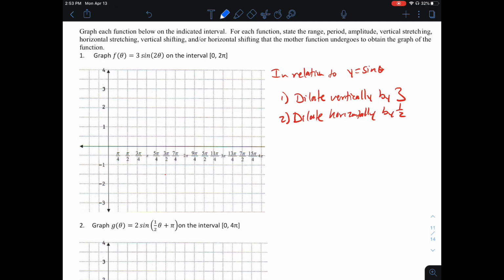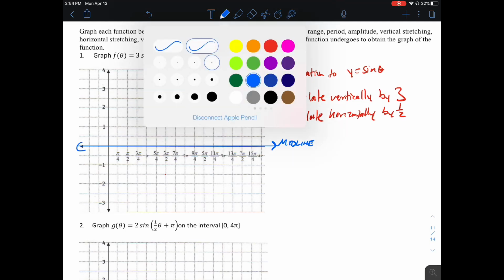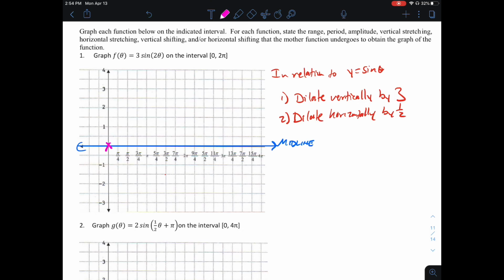So here's what I suggest when you do this. Identify the midline first. Now the midline is going to be changed if there is vertical displacement, if you're translating the graph up or down, and we haven't done that. So the midline is still here on the horizontal axis. I would then figure out where the period starts and ends. Since there's no horizontal shifting, which is called a phase shift for trig functions, it still begins where it began for the parent graph, which is at 0.